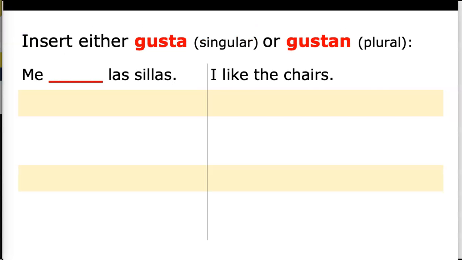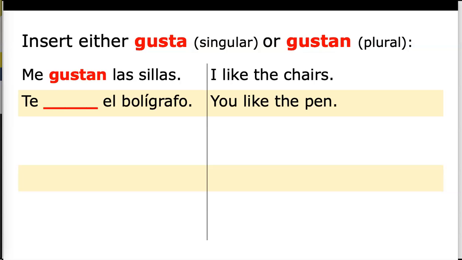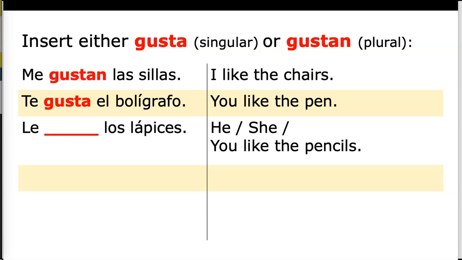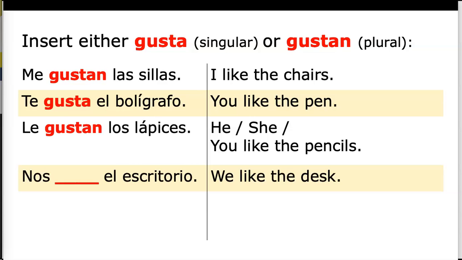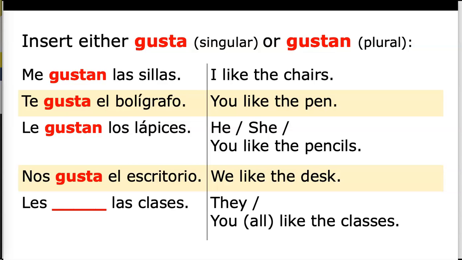Just a little more review to really bring this subject home. Me blank las sillas. Me gustan las sillas. You like the pen. Te gusta el bolígrafo. He, she, or you like the pencils. Le gustan los lápices. We like the desk. Nos gusta el escritorio. They, or you all, like the classes.